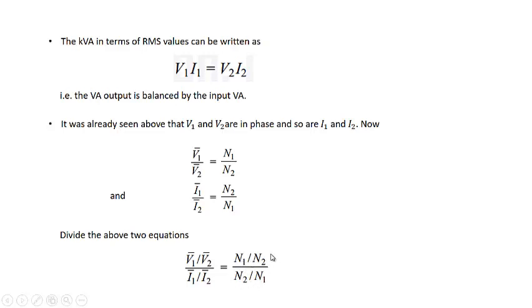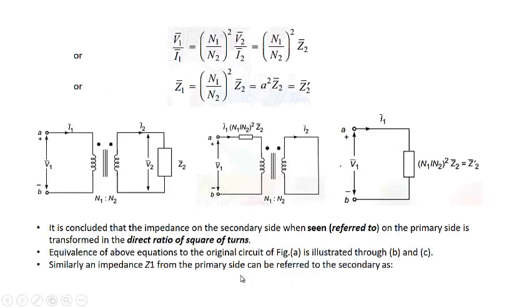When I take them upwards, it will again be N1 by N2, so it will be equal to N1 by N2 whole square. So the equation becomes V1 by I1 is equal to N1 by N2 whole square into V2 by I2.